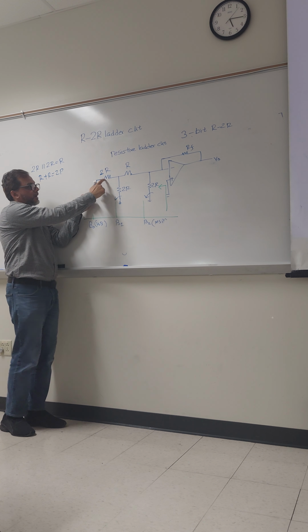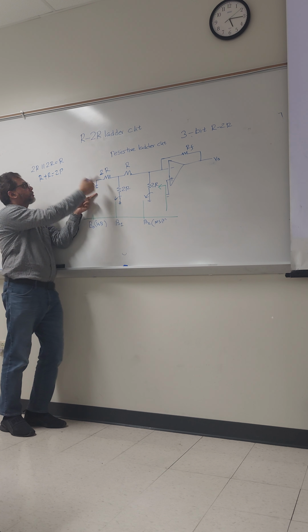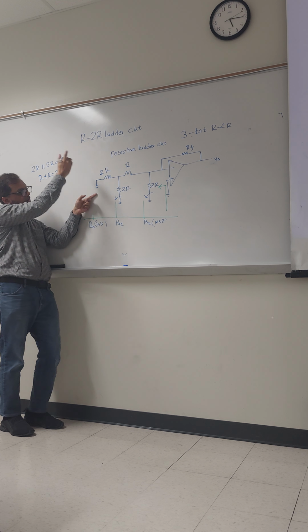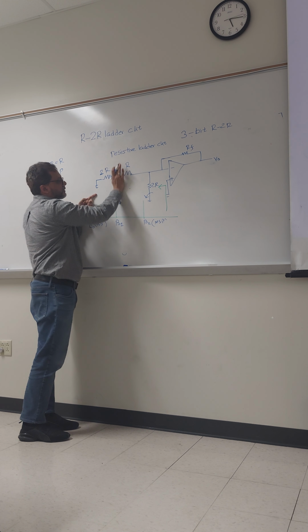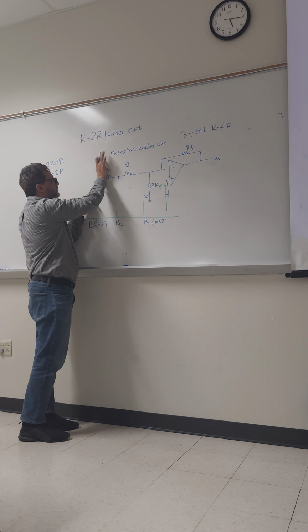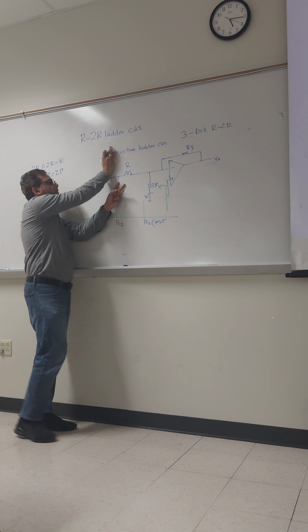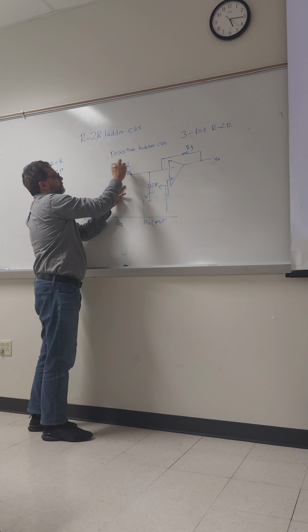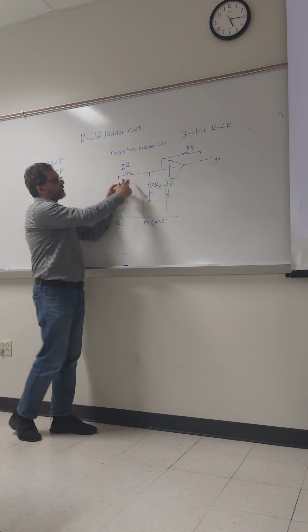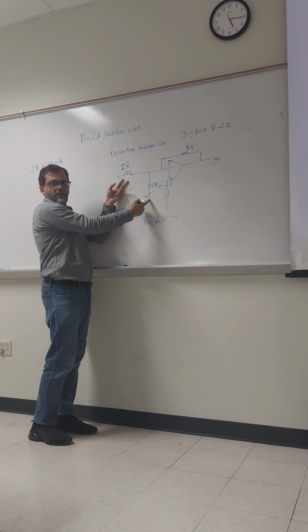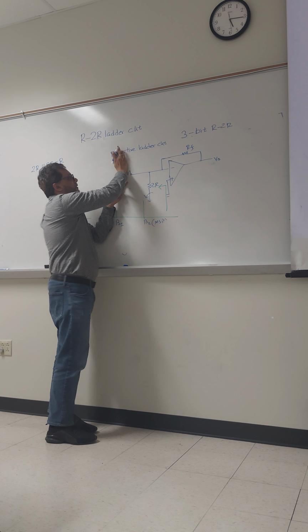Now again, this 2R and 2R are again in parallel. So 2R and 2R will give you R. So we get the R here. Again, these two are in series, so it will give you 2R. Now finally, these 2R and 2R in parallel will give you R.